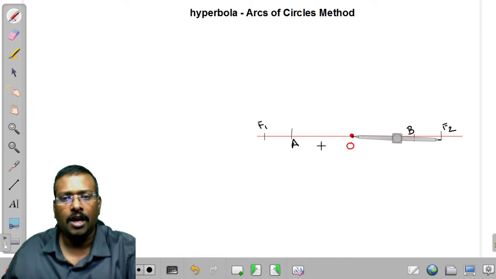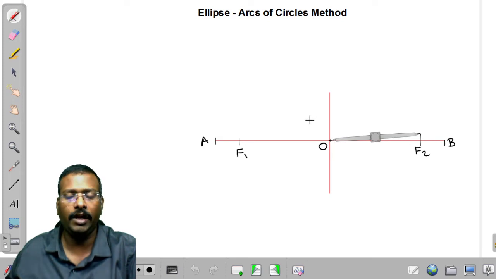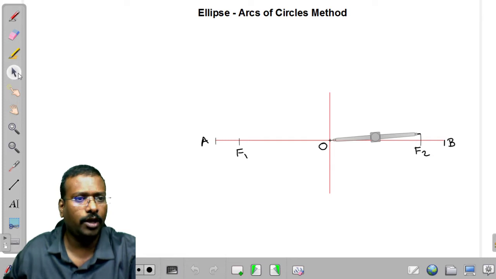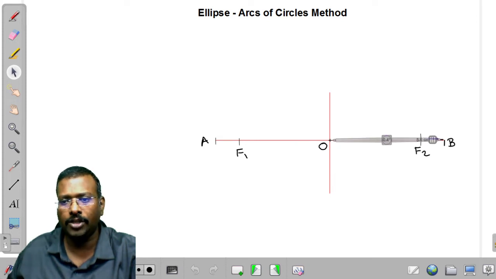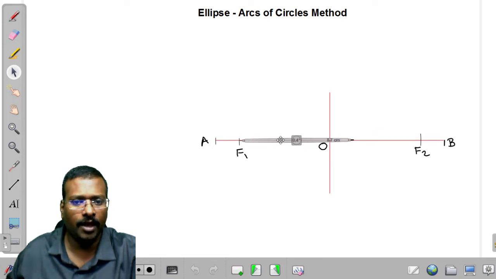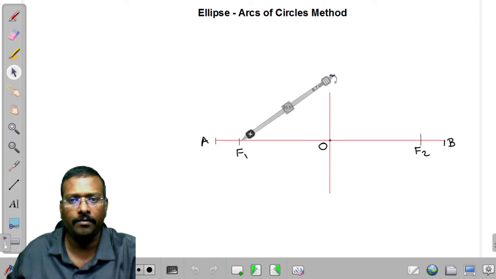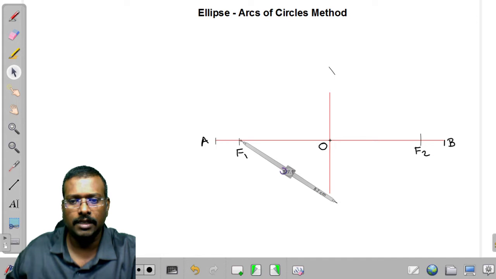Now after marking A B and F1, F2, in case of ellipse we will try to find C D also. How to get C D? That is very simple. We know the procedure that the length of OA means half of the major axis. OA is equal to CF1, therefore F1 as center. If we draw the arc on the vertical line, we can get C as well as D.